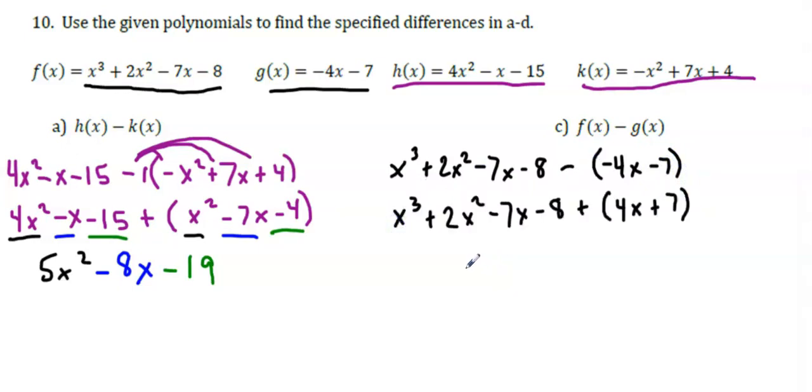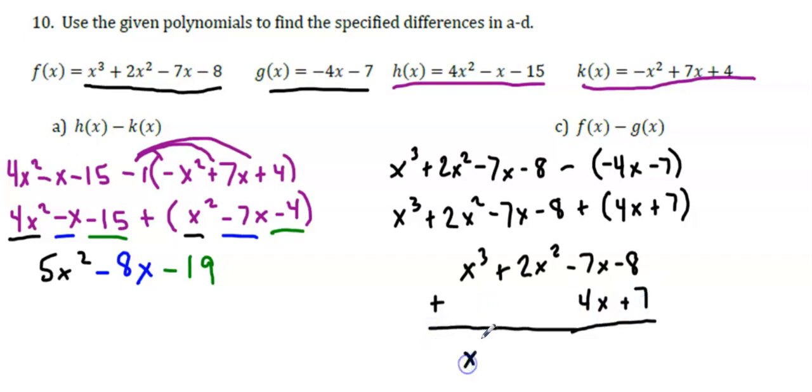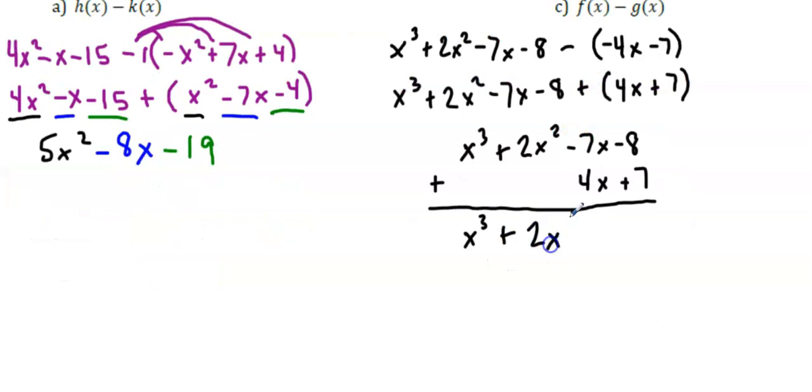I'm going to show you how you can stack the expressions. So I'm going to list the first one here, and then I'm adding 4x plus 7. So I want to make sure that I line them up so they're with like terms. That gives me x to the third plus 2x squared, negative 3x, negative 8 plus 7 is negative 1. And there's our answer, x cubed plus 2x squared minus 3x minus 1.